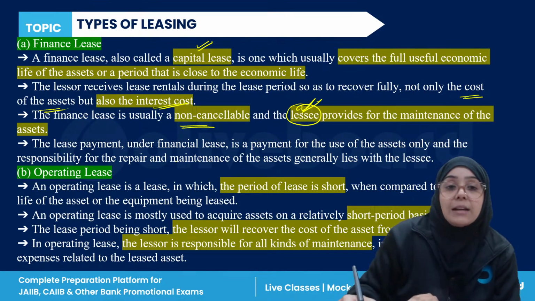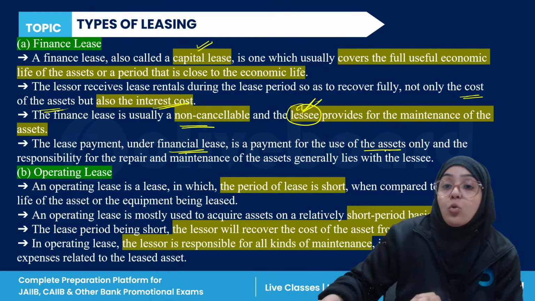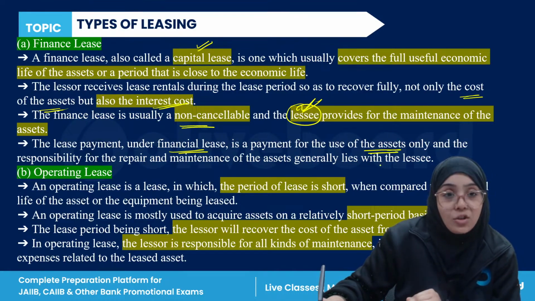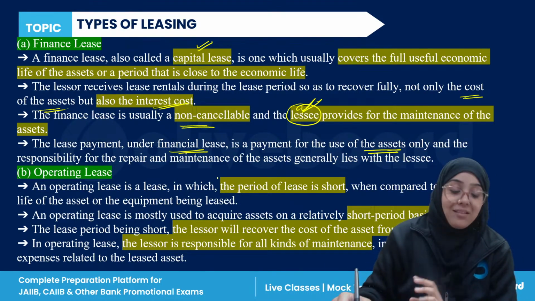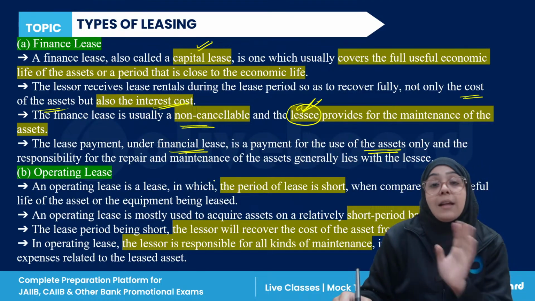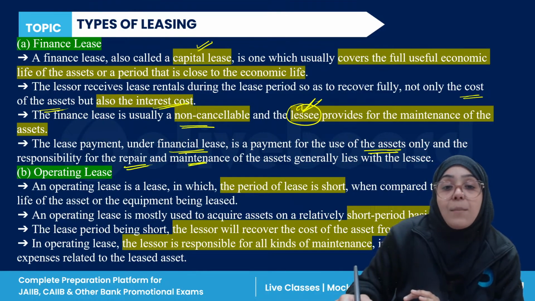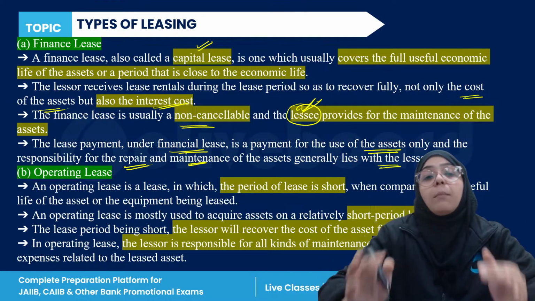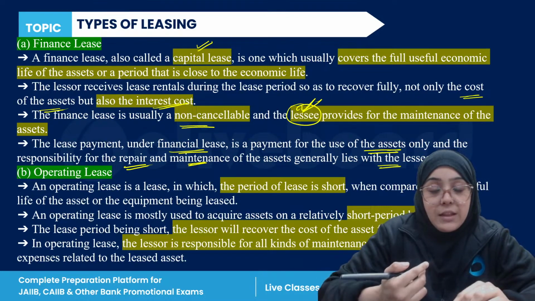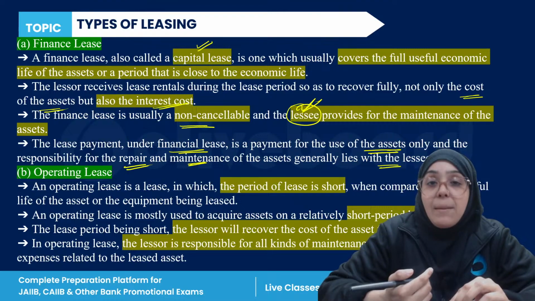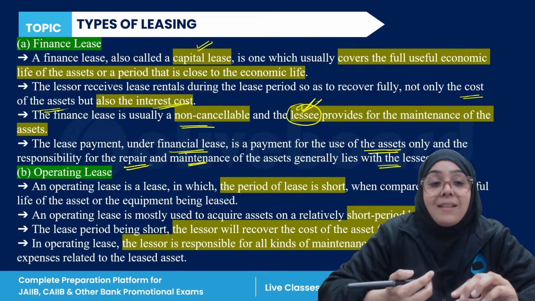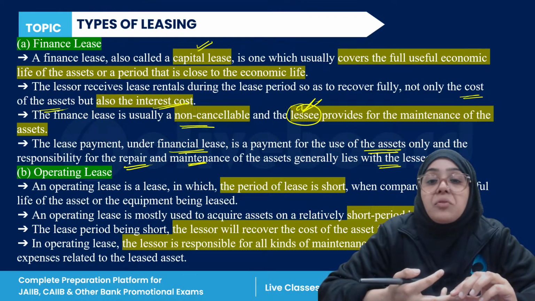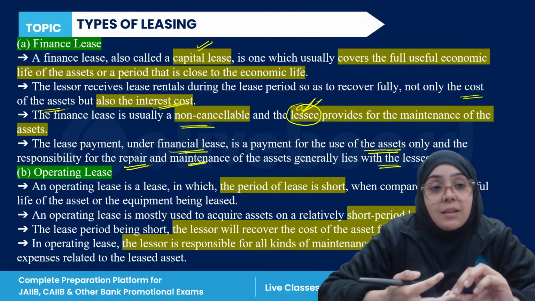Now, the lease payment under the financial lease is a payment not only for the use of the asset, but they also have the responsibility. Although the responsibility of repair and maintenance of the asset generally lies with the lessee. So the lessee is responsible here for everything: the payment for the asset, plus repairs and maintenance, plus all the general expenses which are related to that asset.